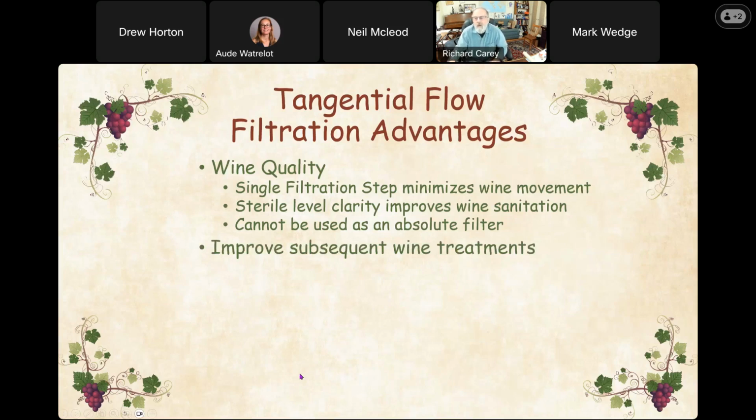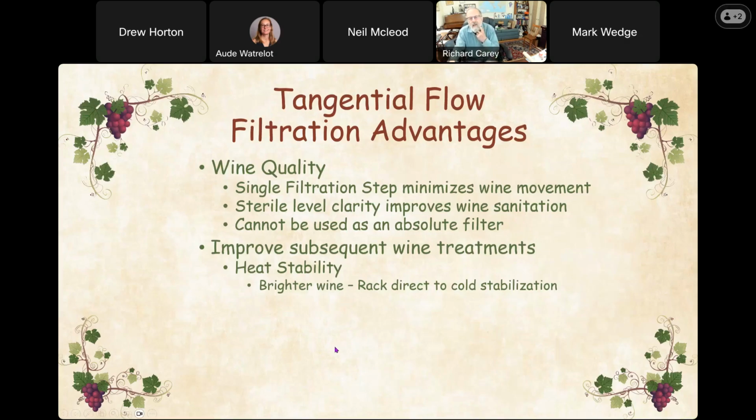It also helps in subsequent wine treatments. What we're talking about here is that you can get stability with a brighter wine and rack directly into cold stabilization, because in doing heat stability, it will form a very compact, more efficient lees at the bottom. You can also be more efficient at your cold stability treatments, unless you're using something like Zenith, which would help in cold stability without having to do any cold stability testing.